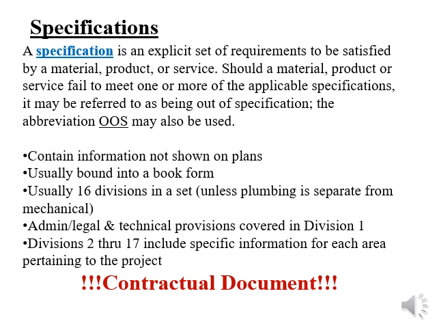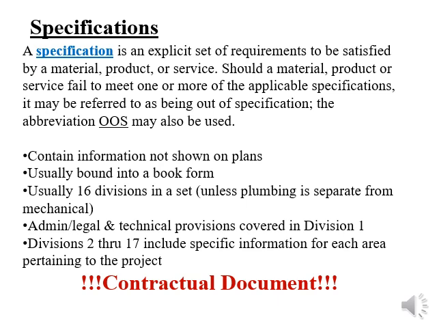Administration, legal, and technical provisions are covered in Division 1, which is general. So that's who's responsible for what, your timelines, financial things. Then Divisions 2 through 16 or 17 include specific information for each area pertaining to the project. So for instance, if we looked at Section 16, or Division 16, we'd see that Division 16 would be electrical. Some of the other divisions, I don't remember all the numbers off the top of my head, but for instance, there would be one that would be metals.